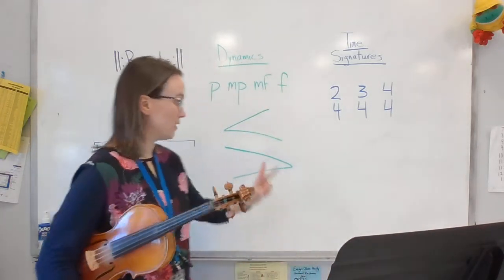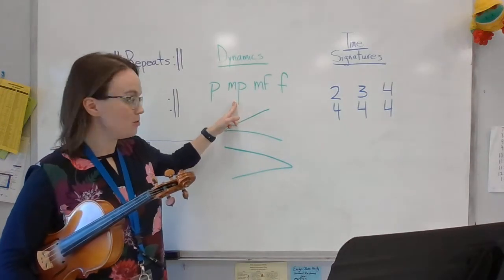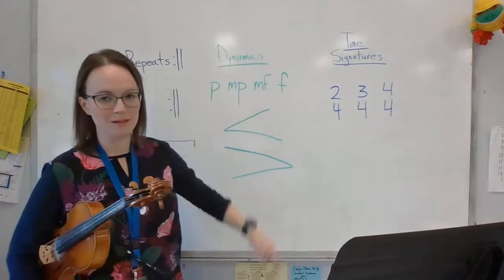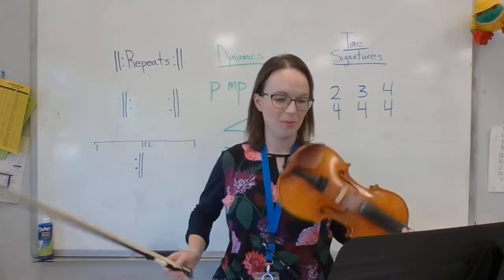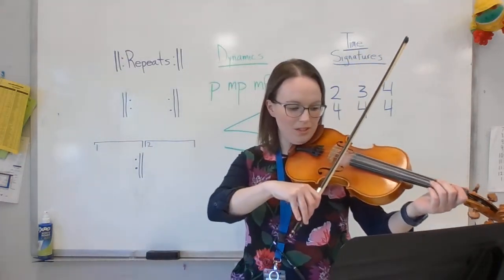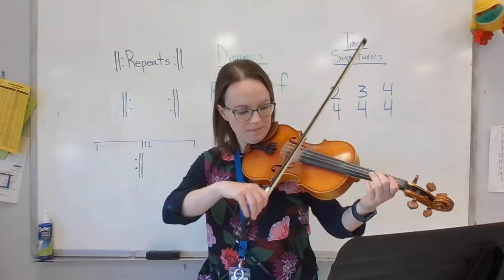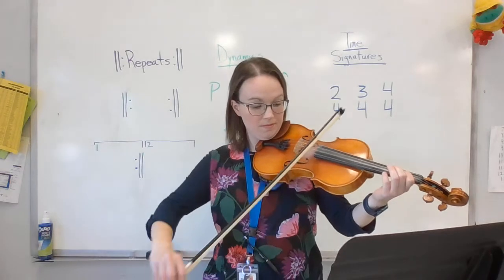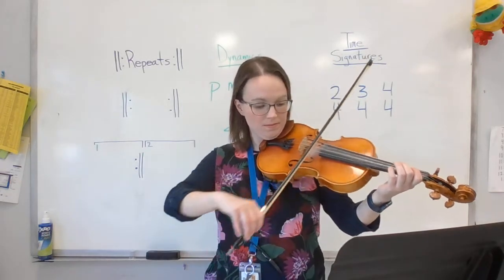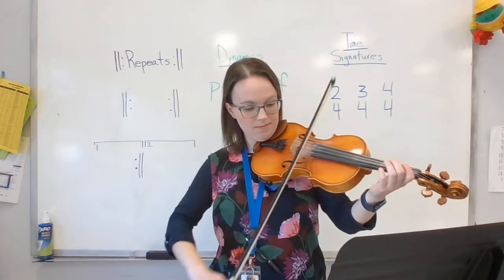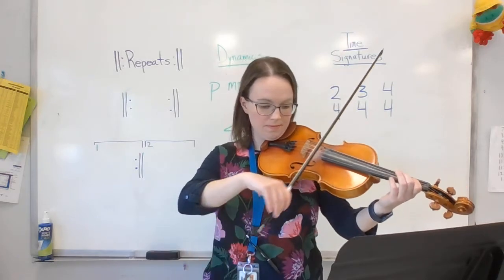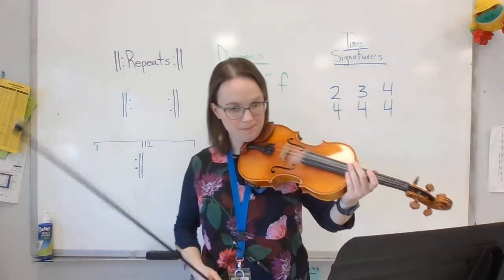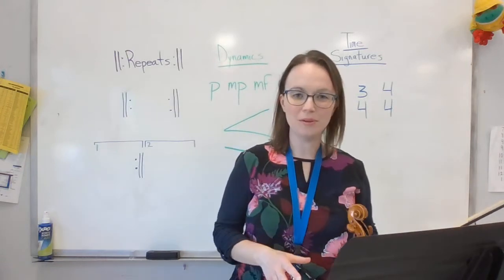Our dynamics, the first 2 measures are mezzo piano, medium soft. The next 2 measures, mezzo forte, medium loud. And finally, mezzo piano, again, medium soft. So here's number 5. 1, 2, here we go. That is all the way through Beauty and the Beast.